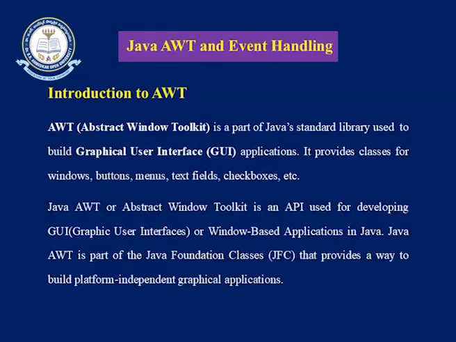So it is one type of API. API stands for Application Programming Interface. Using this you can develop graphical user interface or window based applications in Java. So that is the purpose of the AWT, Abstract Window Toolkit.